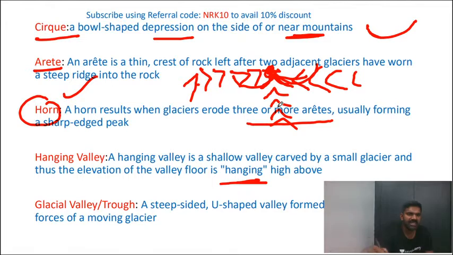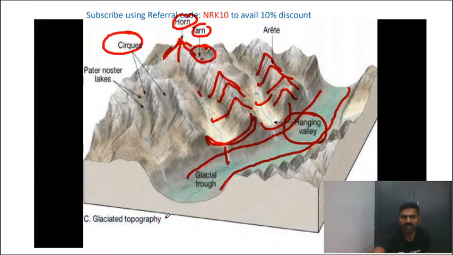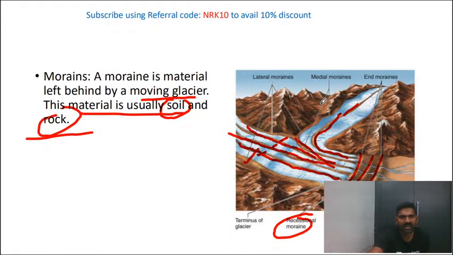Glacial valley or glacial trough. What is a glacial valley? A steep-sided U-shaped valley formed by erosional forces of a moving glacier. So this is nothing but a glacial valley or glacial trough. This part. Okay. So all these are nothing but erosional landforms.